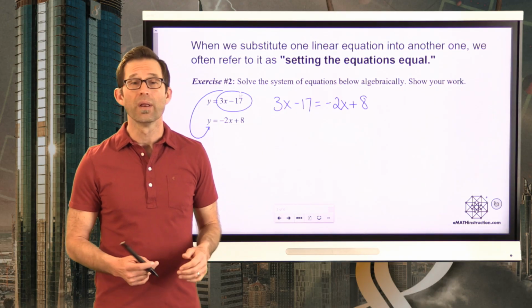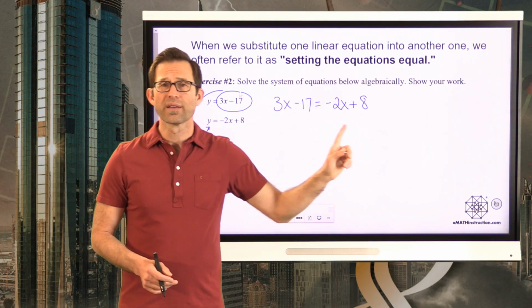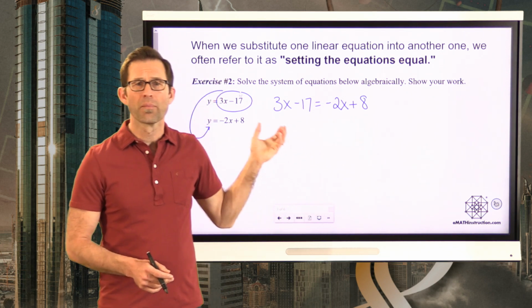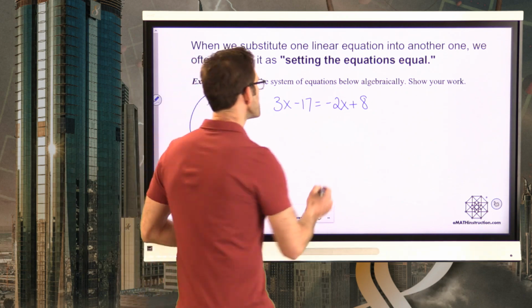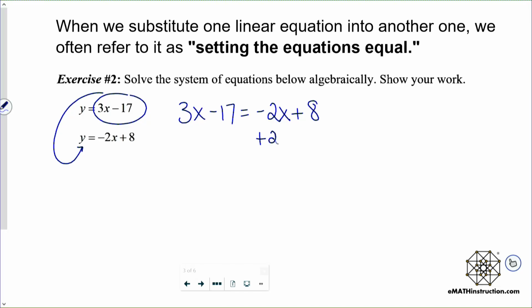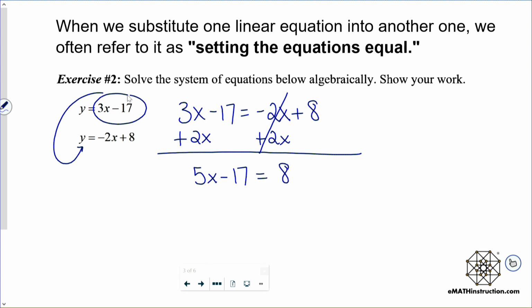All right, let's do it. And again, whether you choose to move the numbers over or the variables over, whichever order you decide to do that really doesn't matter. I'm going to stick with what I did before. I'm going to add a 2x to both sides to get all the x's on one side of the equation. Those will cancel. 3x and 2x is 5x. I get 5x minus 17 is equal to 8. I'm going to add a 17 to both sides. That's going to give me 5x is equal to 25.